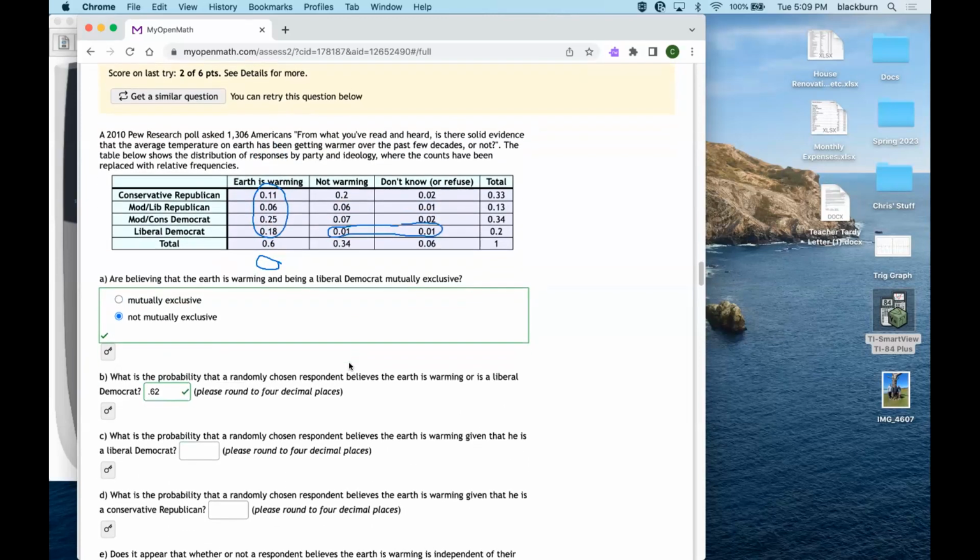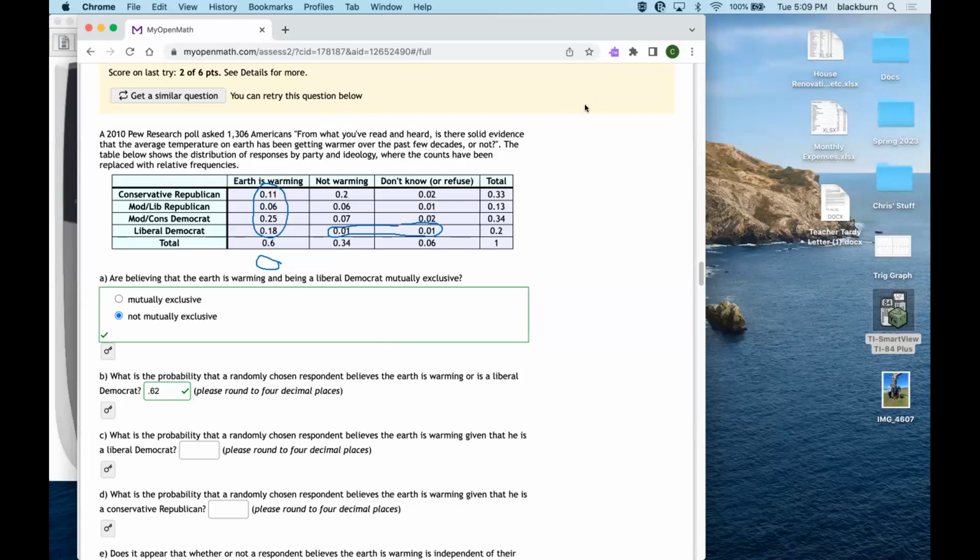Yeah. So it's because those four different percentages are the people that believe the earth is warming. These three different percentages are your liberal Democrats. You're not going to add 0.18 twice. You're just going to put it in there once. Add up those 6 relative frequencies and you got your answer.